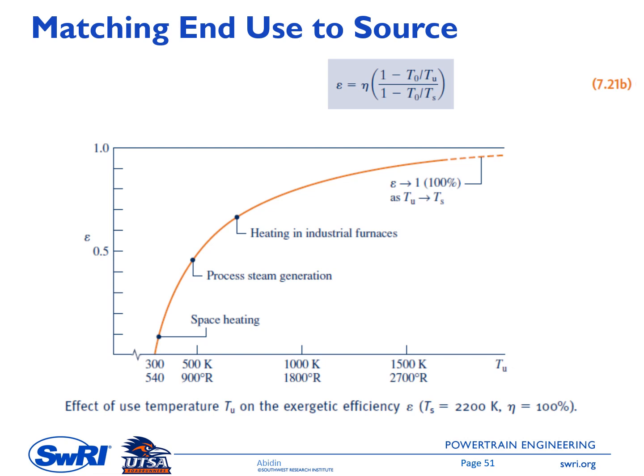So the vertical axis here represents the epsilon, the exergetic efficiency. In this case, we assume that the efficiency based on the energy is 100%, or 1. And then we have Tu that varies from left to right on the horizontal axis here. This is Tu. And then Ts is 2200 Kelvin.